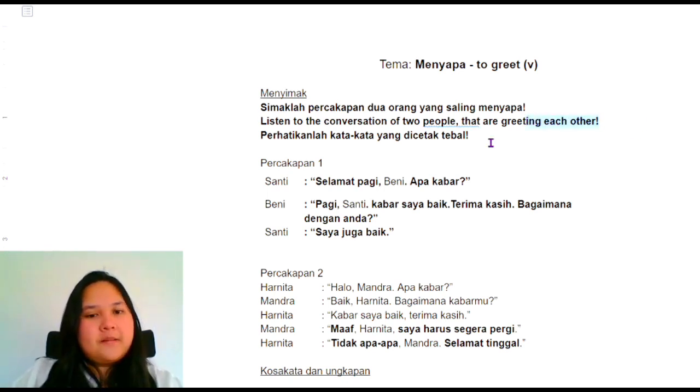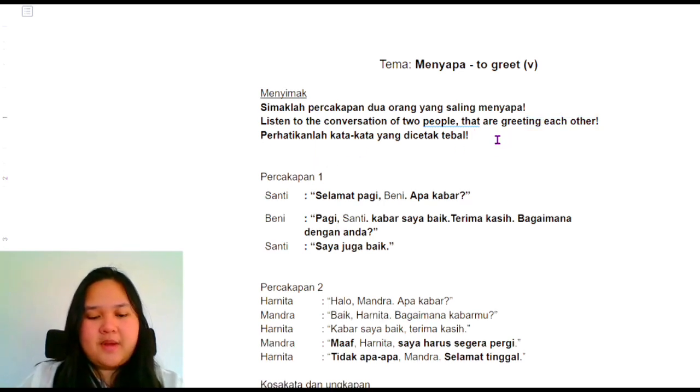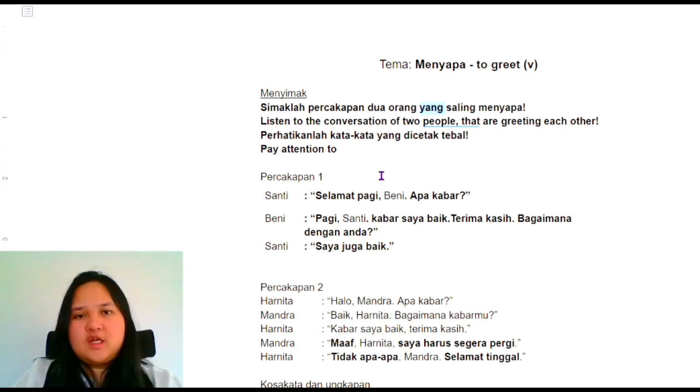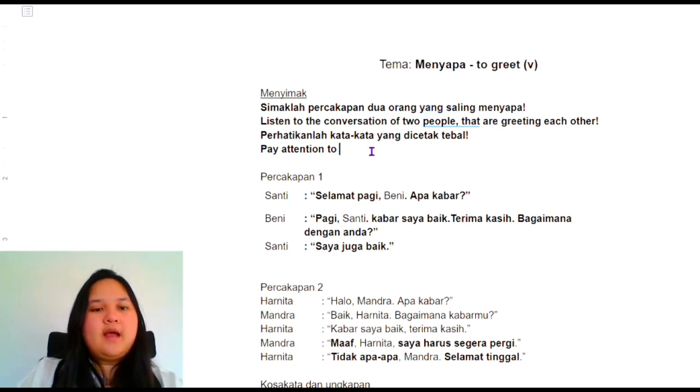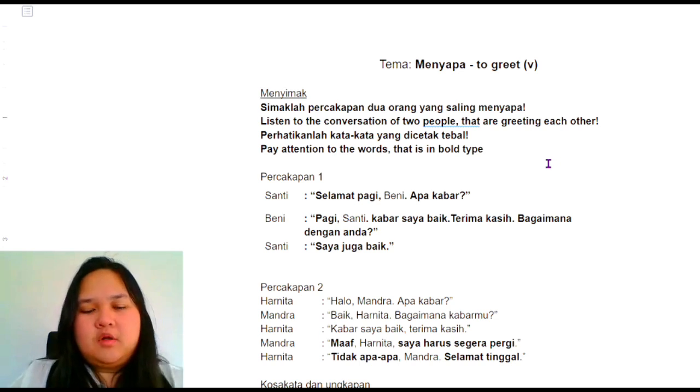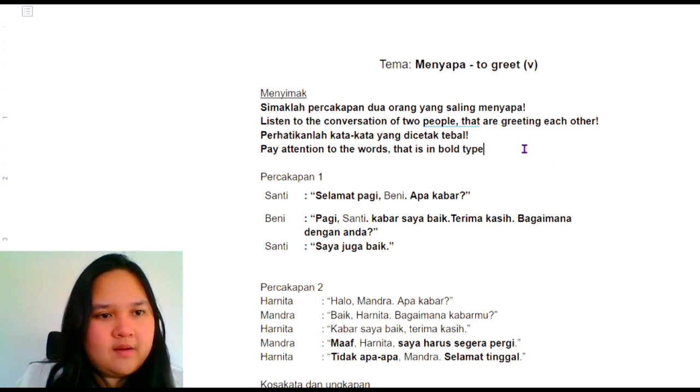And perhatikanlah kata-kata yang dicetak tebal. So perhatikanlah, it's pay attention to the words, ya, kata-kata yang dicetak tebal. Again, here is yang, so yang can be like that, which, what, where as a connecting word, ya. Pay attention to the words that are in bold type. Bold, in bold, yeah.